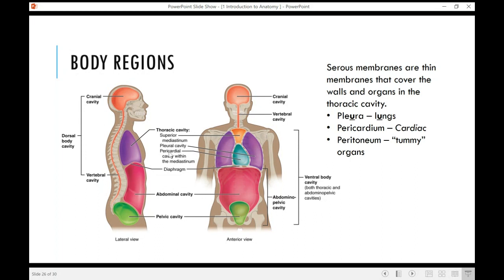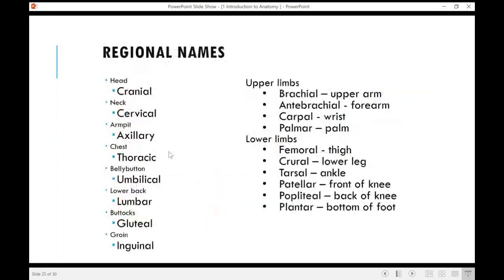There are different serous membranes. Serous membranes are thin membranes that cover the walls and the organs within the thoracic cavity. We have the pleura, which surrounds the lungs. We have the pericardium, which surrounds the cardiac or heart region. And then the peritoneum covers all of our tummy organs.